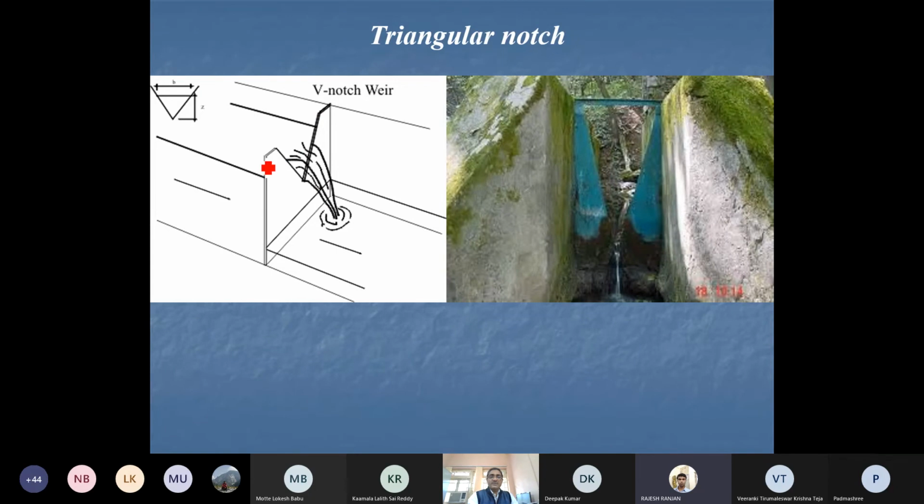This is the V notch side view. You can see, in practice, how it is installed to measure the head over the crest. Finally, that is used to measure the total amount of water that has passed.